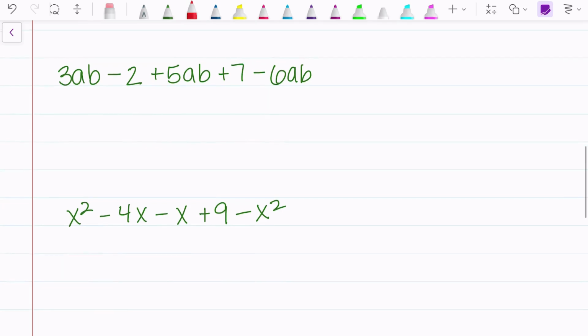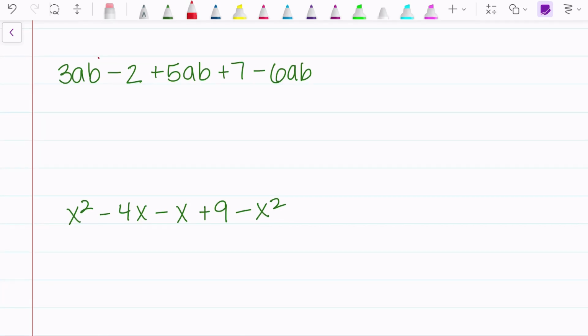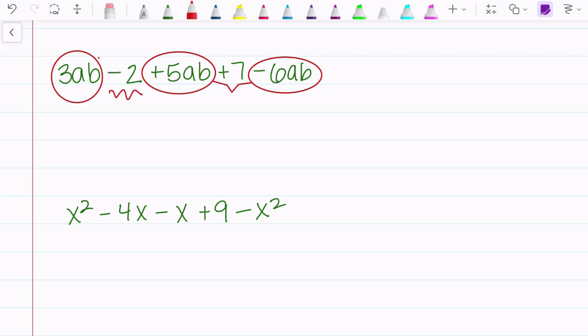All right, let's do some more practice here. I have a 3ab and a 5ab and a negative 6ab. These are all like terms. And then I have two constants, negative 2 and 7. So I have 3 plus 5 would give me 8, minus 6 would give me 2ab, and then negative 2 plus 7 would give me 5.